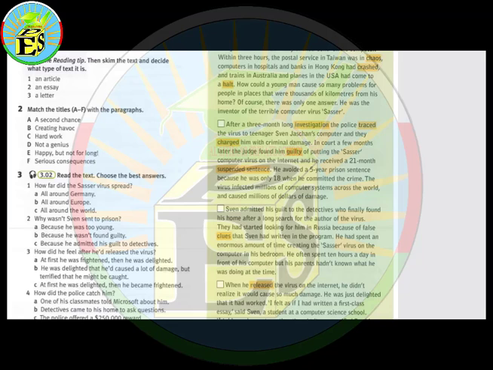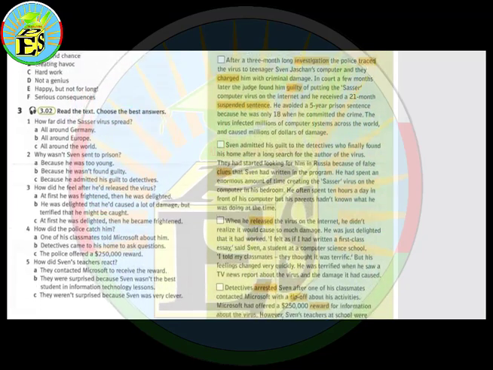Hard work. Sven admitted his guilt to the detectives who finally found his home after a long search for the author of the virus. They had started looking for him in Russia because of false clues that Sven had written in the program. He had spent an enormous amount of time creating the Sasa virus on the computer in his bedroom. He often spent 10 hours a day in front of his computer, but his parents hadn't known what he was doing at the time.